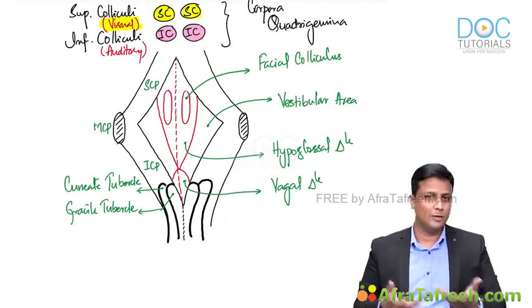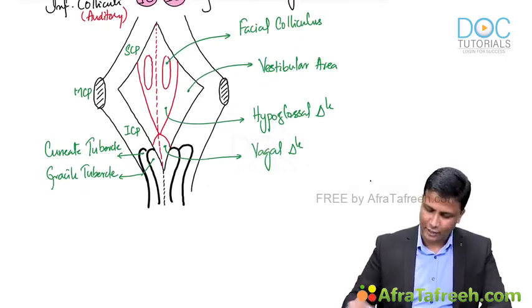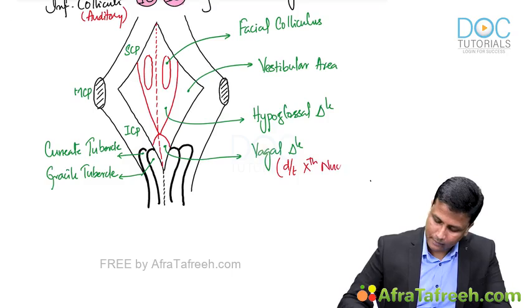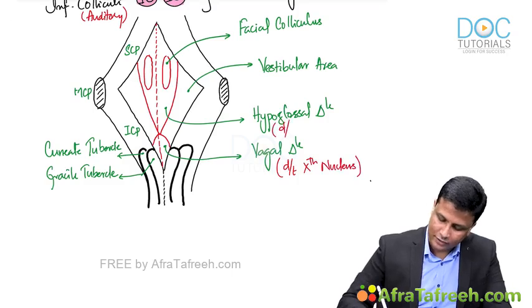Similarly, hypoglossal triangle, hypoglossal nucleus. So let us just write down. What is the reason for vagal triangle here? It's due to the 10th nucleus. What is the reason for hypoglossal triangle here? It is due to the 12th nucleus.